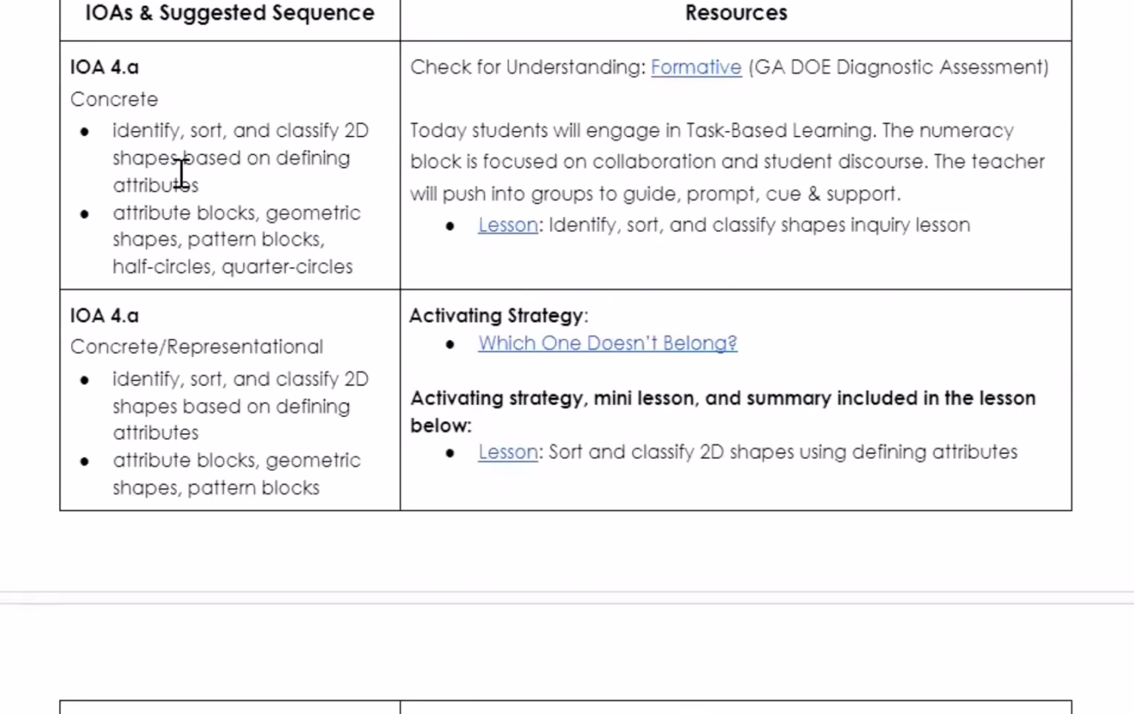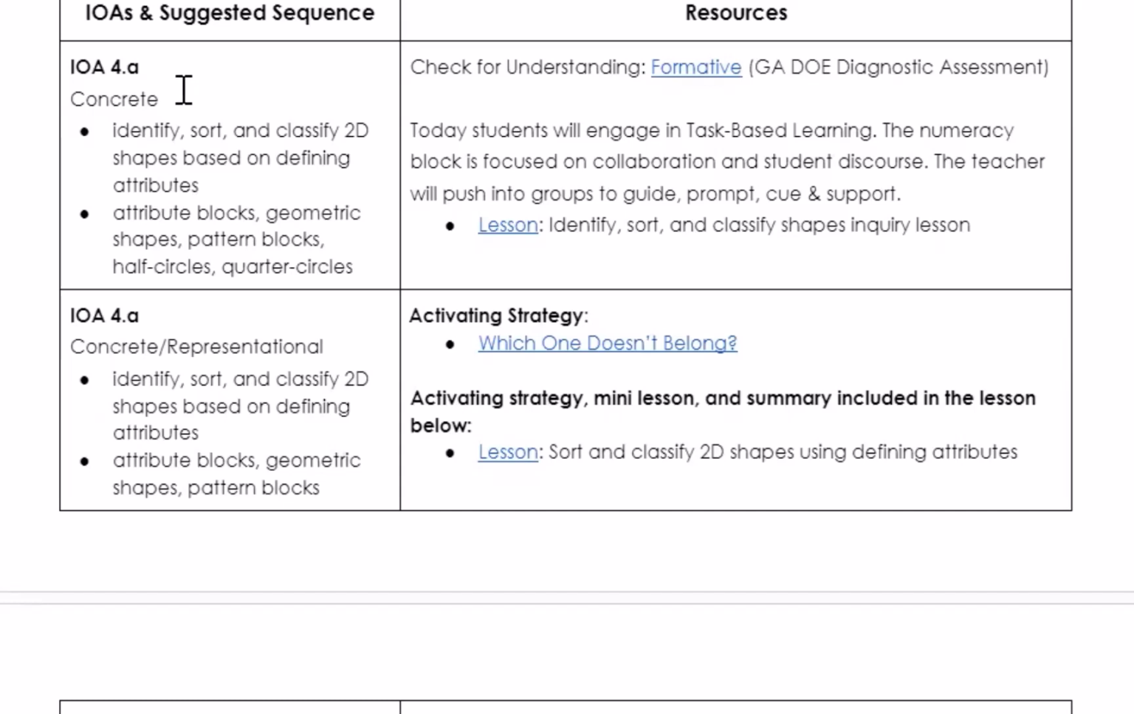This unit starts with IOA 4A. Students will be using attribute blocks, geometric shapes, pattern blocks, half circles, and quarter circles to identify, sort, and classify 2D shapes. The focus for first grade is no longer being able to identify defining versus non-defining attributes. The instructional emphasis will be on using defining attributes to identify, sort, and classify shapes.